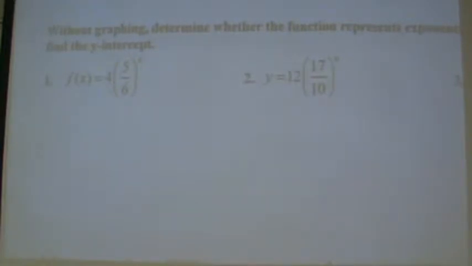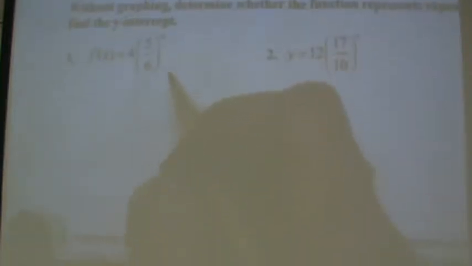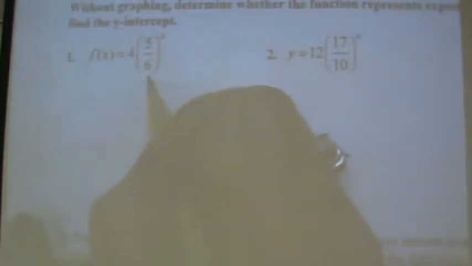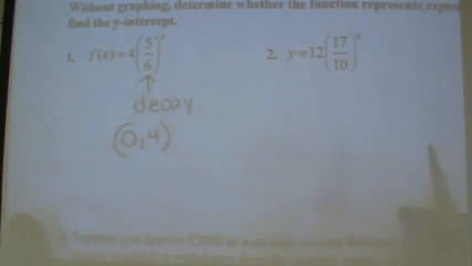7.1. The first three problems are asking you, without graphing, are you able to look at the rule and tell me, is this going to be a growth or decay? And what would be the y-intercept? So what did you say for one? Decay. This is a decay because 5/6 is less than 1. And what's your y-intercept? (0, 4). Beautiful. That's your y-intercept.